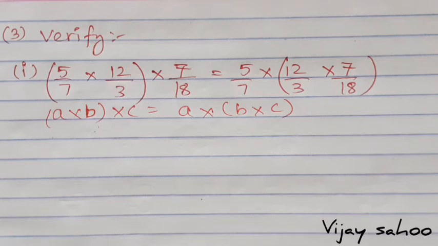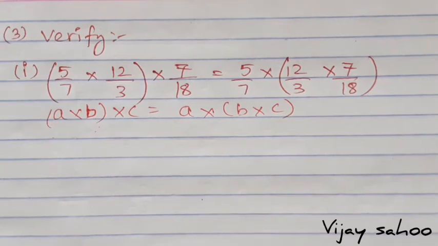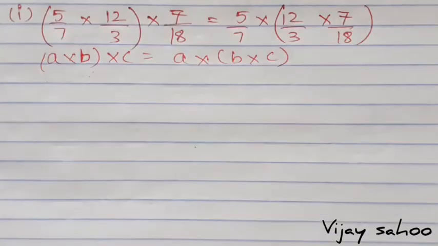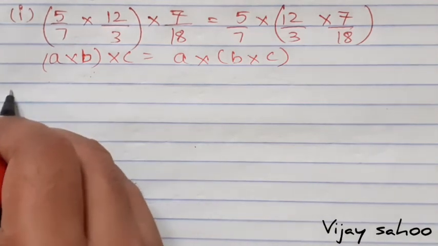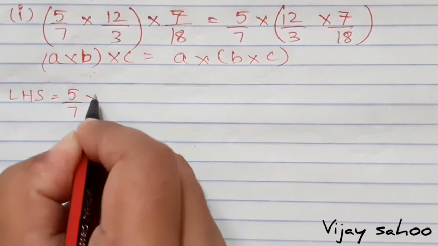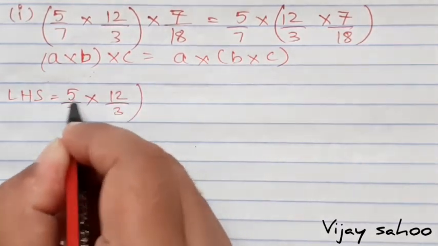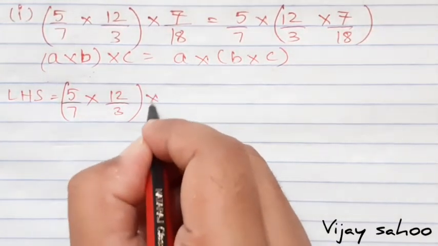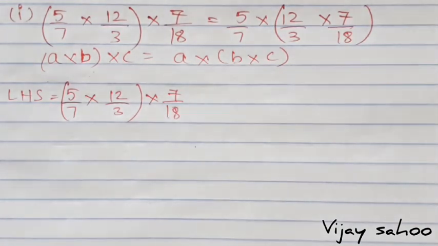So again we are going to do the same process. We'll consider the left hand side, then we'll consider the right hand side. If the answers are same, then we'll say that left hand side and right hand side are equal. So we'll start with left hand side. In left hand side, it is given 5 by 7 into 12 by 3 into 7 by 18.